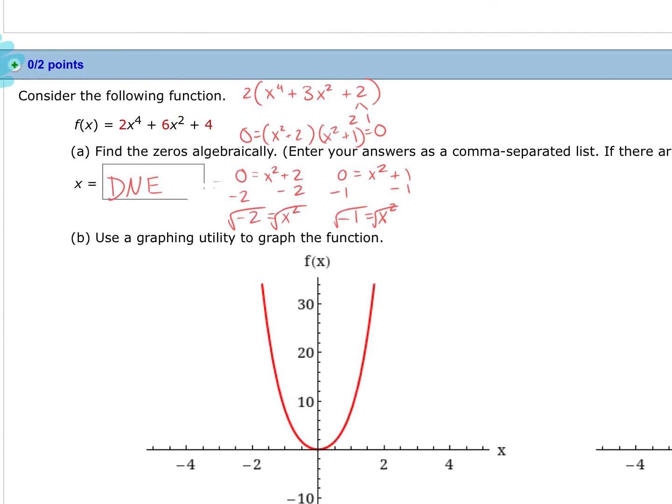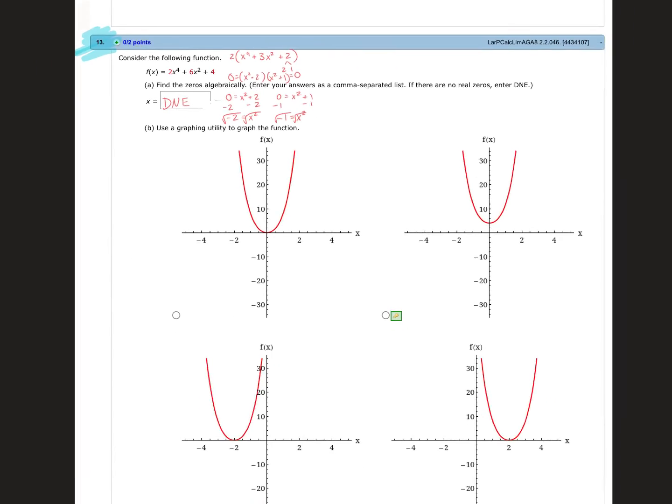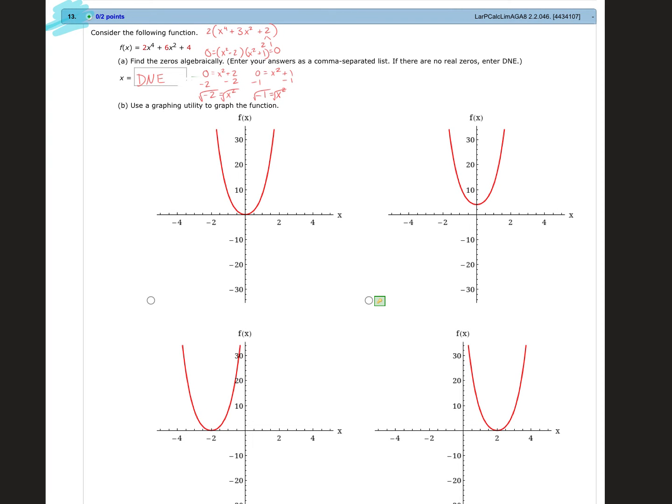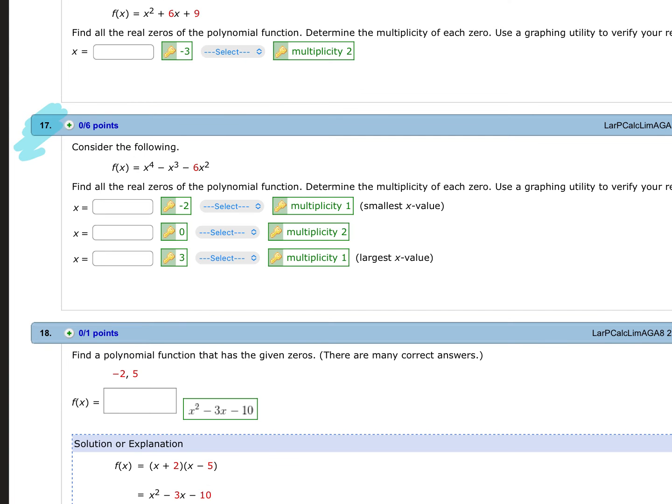So what do you think my graph looks like? Does it touch the x-axis? No, I don't have any zeros, so it's not going to cross the x-axis. So when you don't have any real zeros, you don't cross the x-axis. So let's look at 17. We have to find all the real zeros and determine the multiplicity of each zero.